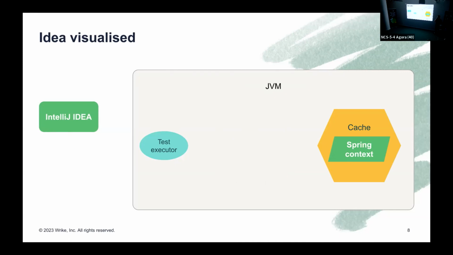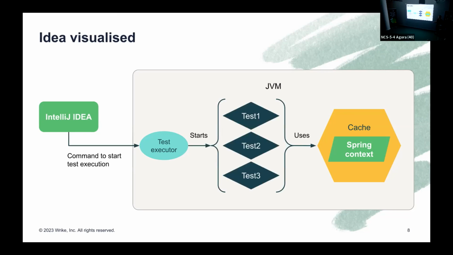And when the tests are completed, we keep the JVM alive with the cached Spring context in it, so we can reuse it later. Then, for example, the developer makes some fixes or adds other tests and asks IDEA to run tests again. IDEA will compile updated classes, do the hot swap of them, and ask the test executor to run tests again with the same JVM. And the newly created test will reuse the already initialized Spring context. And here we save the time.